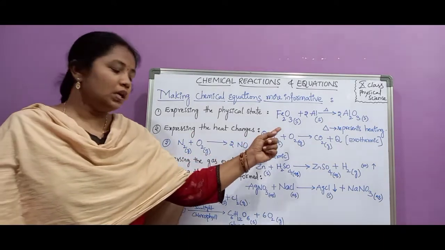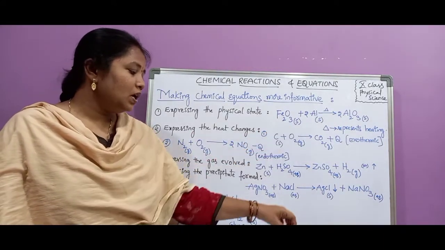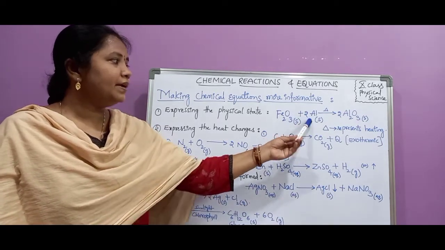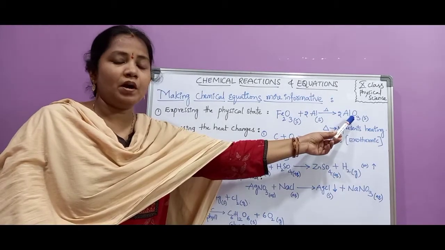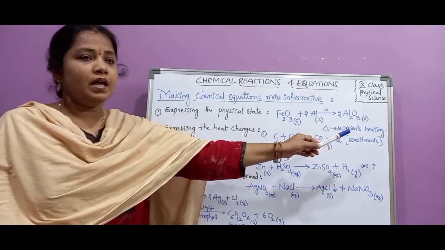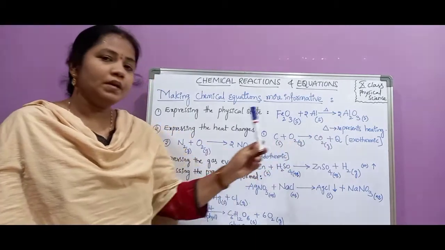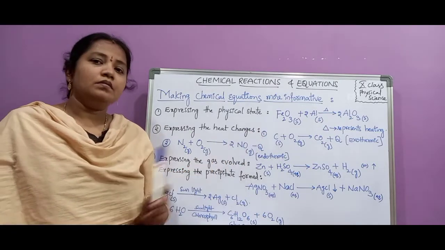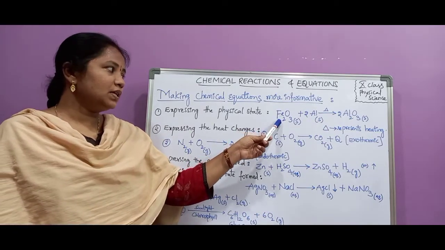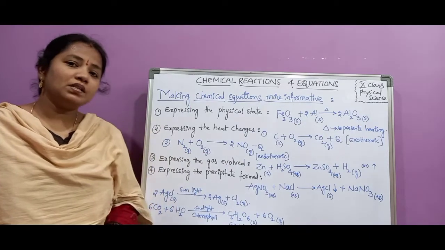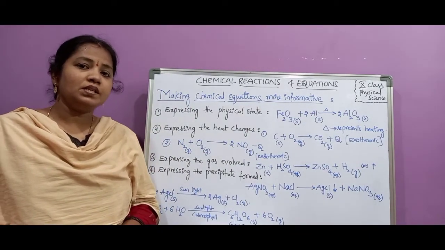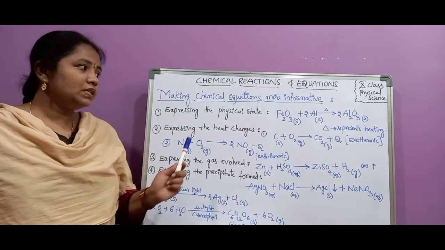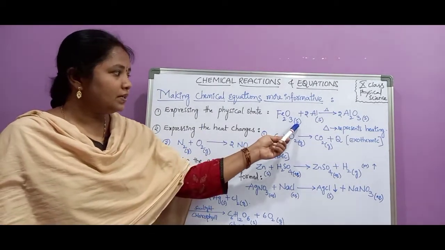We all know that in a chemical equation there will be reactants and products. The reactants are always written towards the left hand side, and the formula of the product is written towards the right hand side. By seeing this chemical equation we cannot identify the physical state of the reactants. For example, here ferric oxide is reacting with aluminium. Is it existing in the solid, liquid or gaseous state? That physical state can be represented with the help of letters.